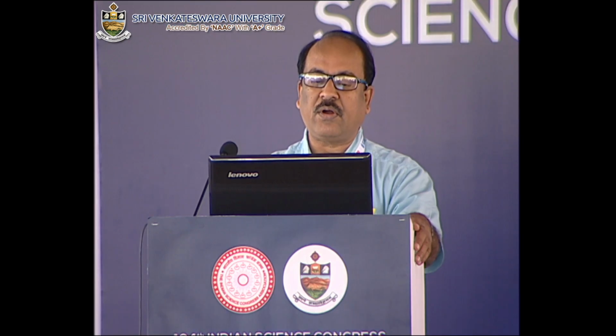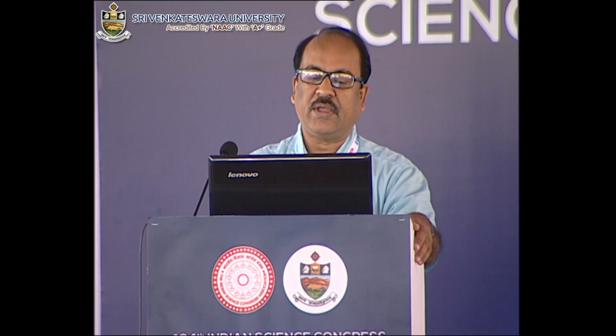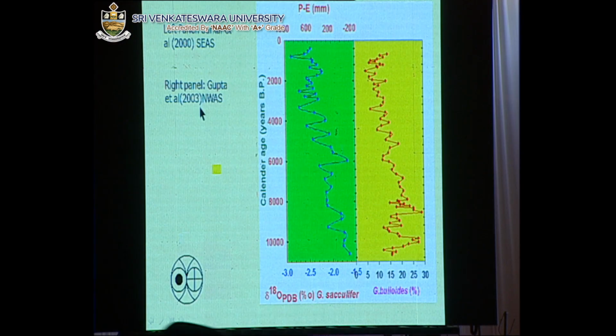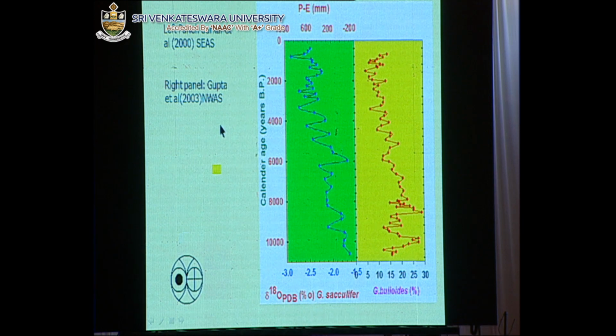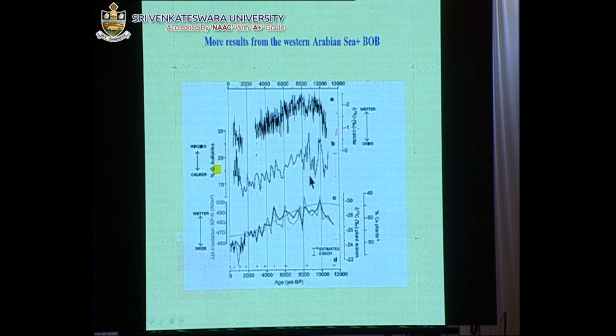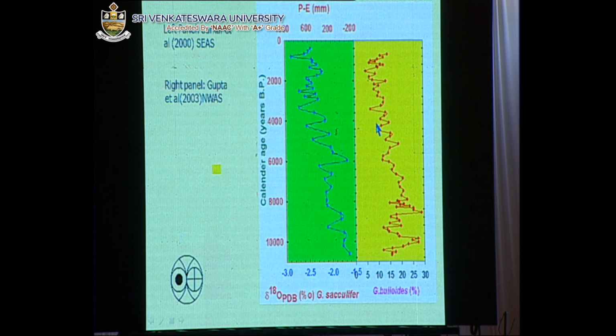This we published a long time ago, 16 years ago in EPSL. But 3 years later, Gupta et al. published a paper which said that the monsoon intensity, the wind intensity, has decreased because the G. bulloides abundance has decreased during the last 10,000 years. So these two are contrasting things.